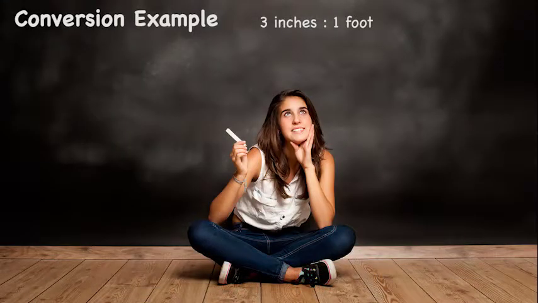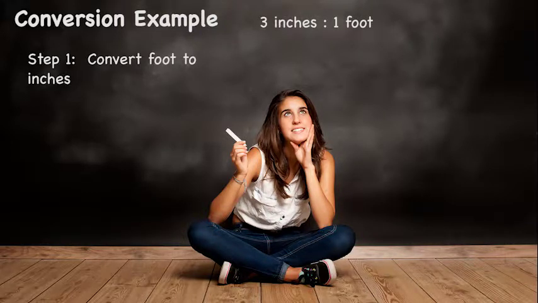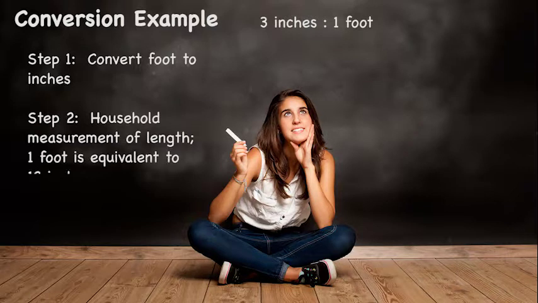Let's look at a common example. If I'm going to convert and look at the relationship of 3 inches to a foot, the first thing we need to do is convert the foot to inches. So our household measurement tells us that 1 foot is 12 inches. We looked at our problem to start off that we had inches and we had feet or a foot, so we couldn't solve this problem because our units don't match up.